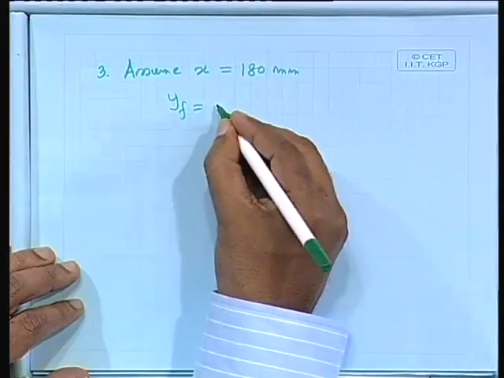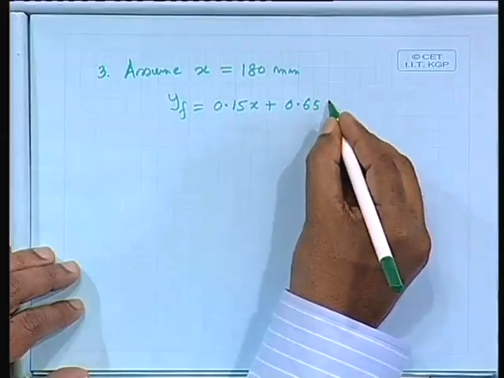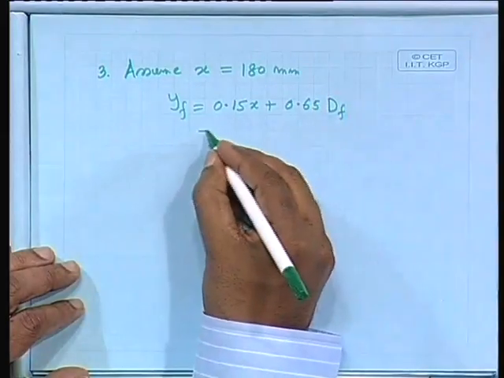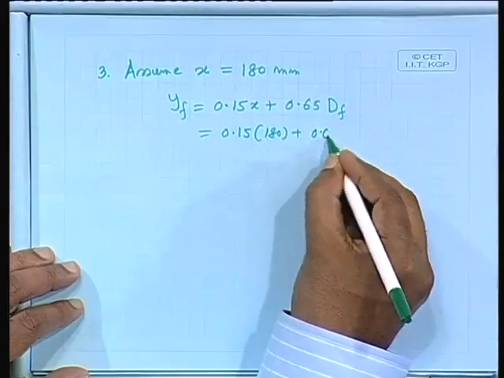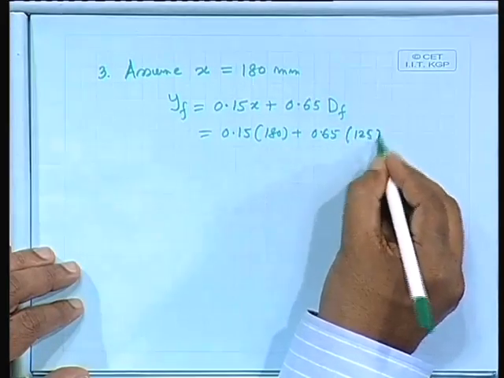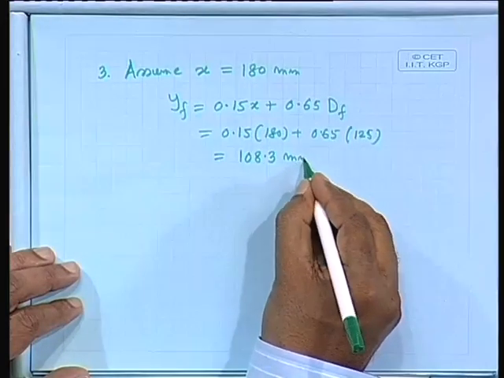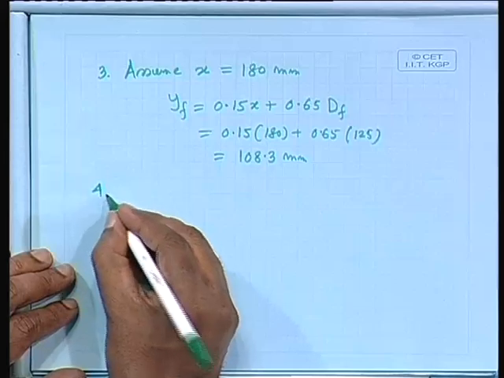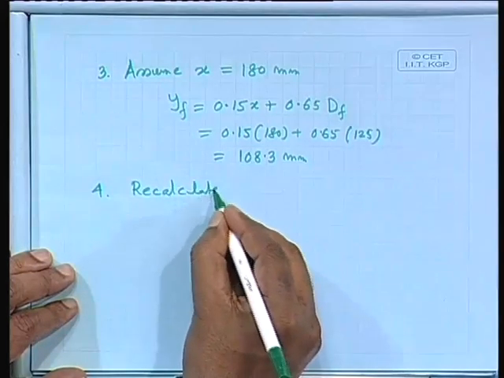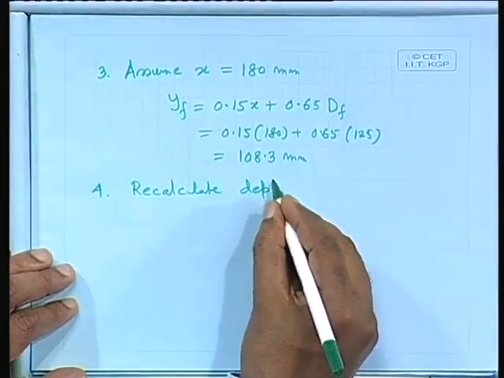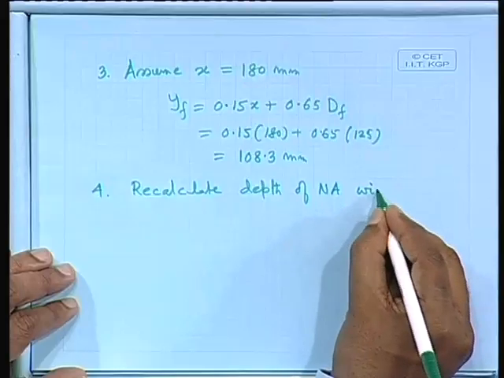YF equal to 0.15x plus 0.65 df, that equivalent depth, equal to 108.3 millimeter. Recalculate depth of neutral axis with YF.